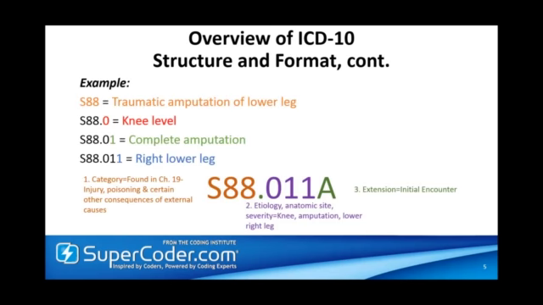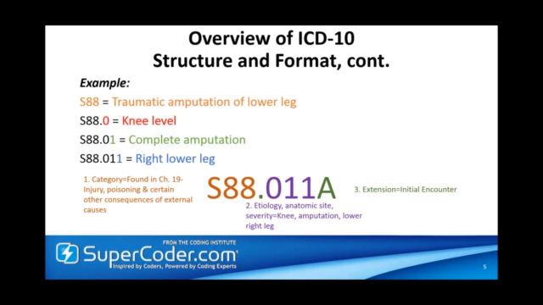Let's look at an example of the ICD-10 code structure. Notice the amount of detail that's captured in the code. The category for this code is represented by S88, which is included in Chapter 19 of the tabular list, injury, poisoning, and certain other consequences of external causes. S88 represents a traumatic amputation of the lower leg.